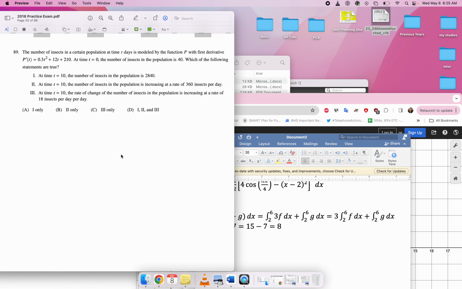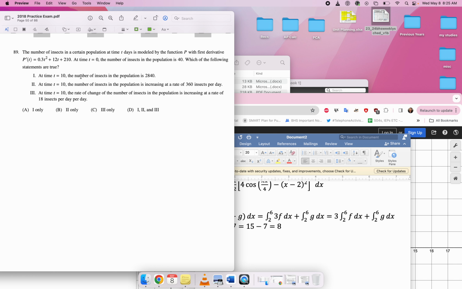The number of insects in a certain population at time t days is modeled by the function p with first derivative, blah, blah, blah. At time t equals 0, the number of insects in the population is 40. Which of the following statements are true? Okay. So to be clear here, p itself is the number of insects present, right? So p prime is the derivative of that, all right, the rate of change. So which of the following is true?